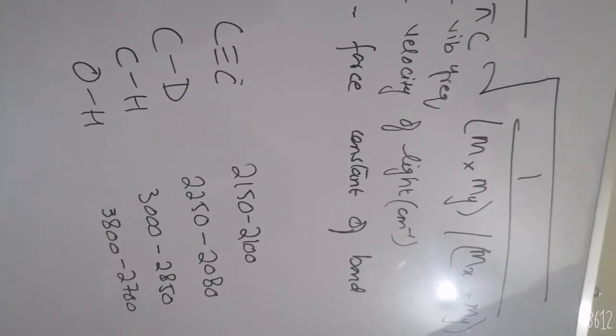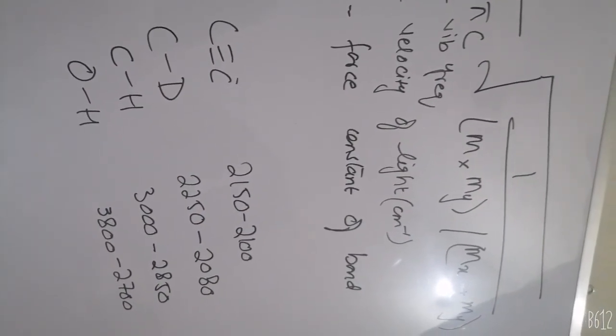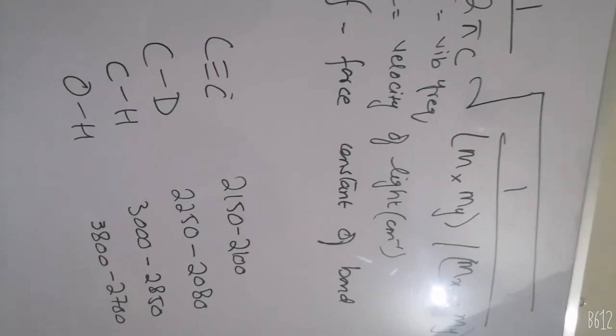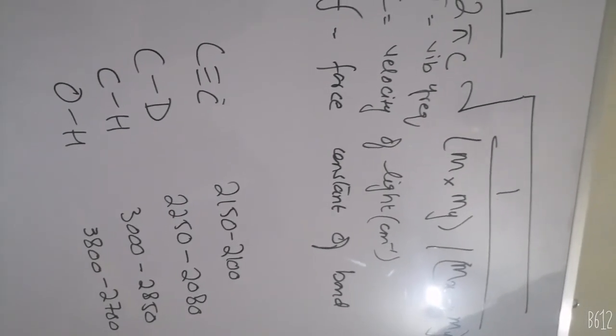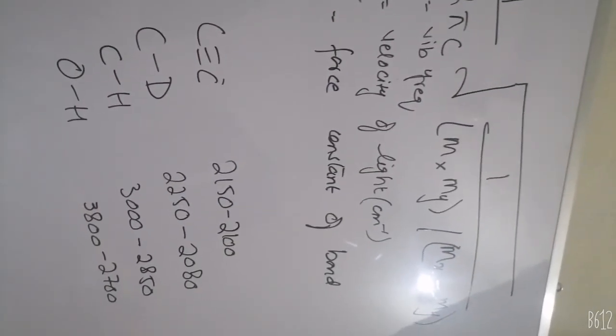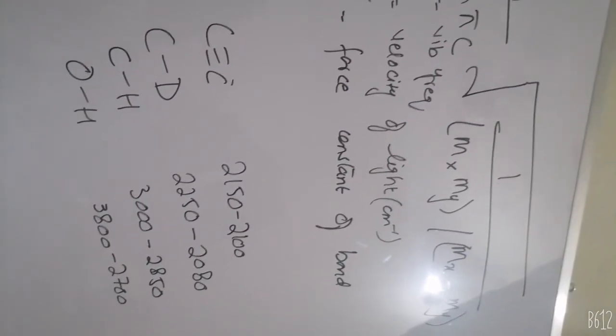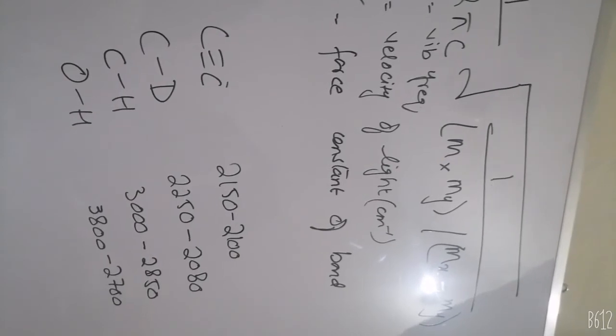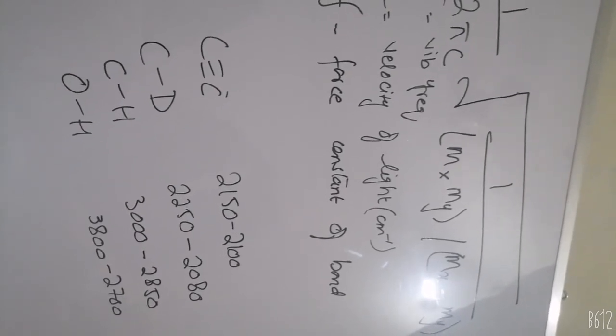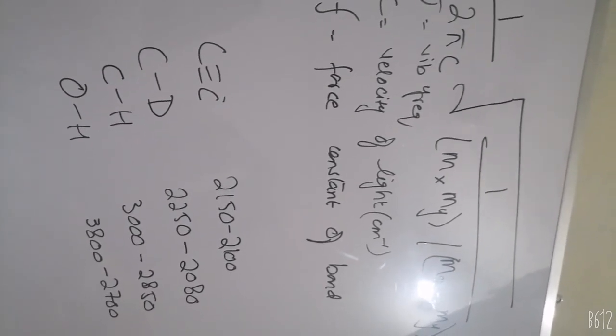For carbon single bond hydrogen, the observed value is from 2850 to 3000, and the calculated was 3032. Similarly for O–H, the range is 2700 to 3800, and the calculated value is 3553, which is very close and lies in the range.